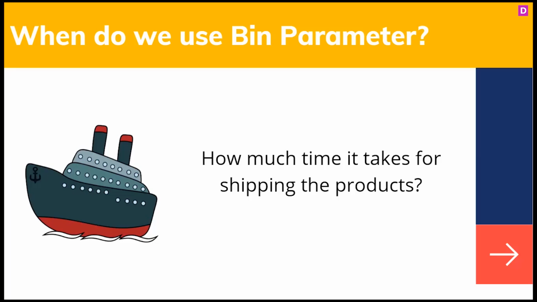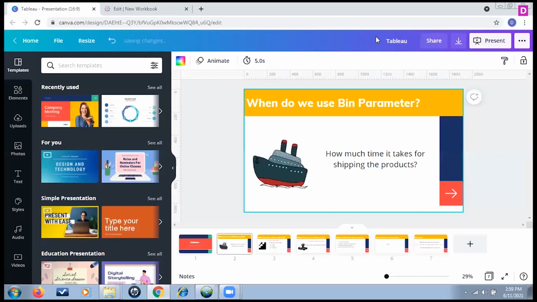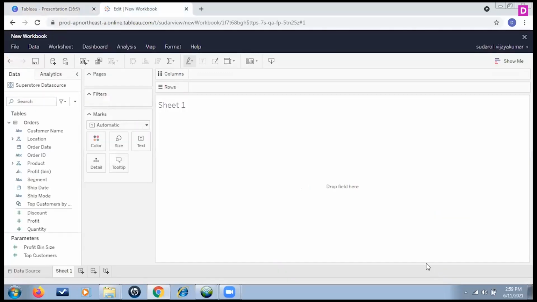The simplest example that I can give you is, if you get 5 products in Amazon, all 5 products are not going to be shipped on the same day. So every product will have its own shipping date. If I want to find out how much time it is going to take for shipping the products, what will I do in my Tableau? What I have is only a shipping date.